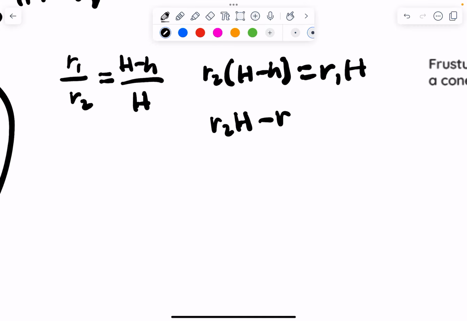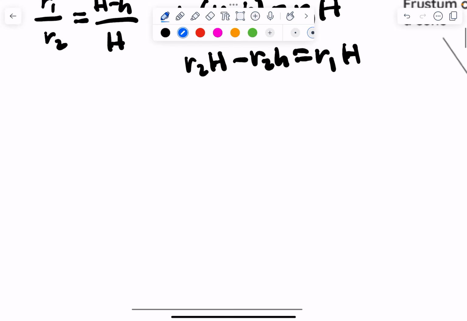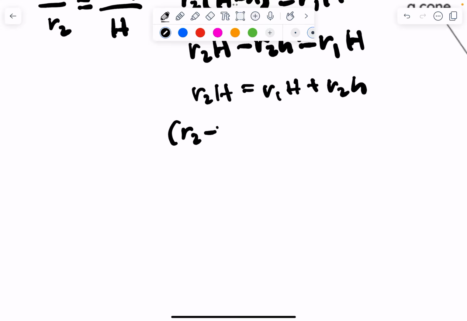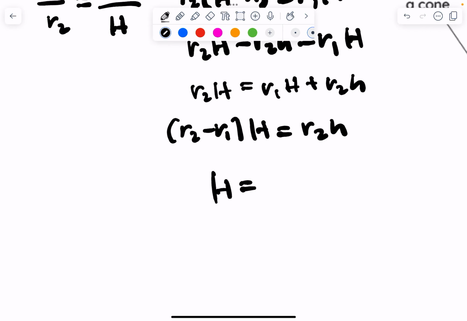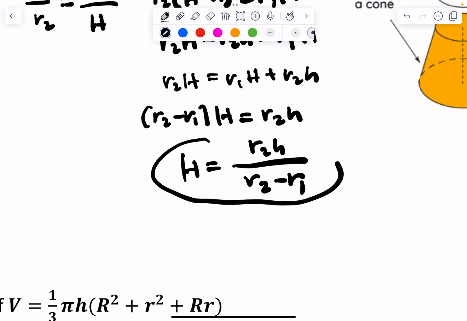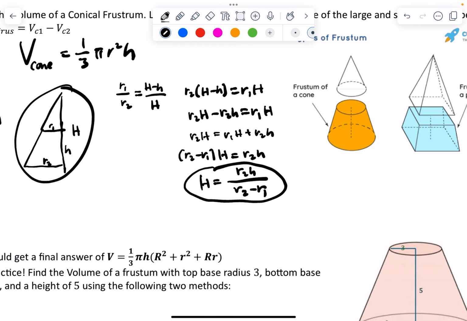r2 H minus r2 small h equals r1 H. If we add r2 h to both sides, we get r2 H equals r1 H plus r2 small h, and then with some simplification, we get H is equal to r2 h over r2 minus r1. Yes, this is correct. This seems like a really nasty formula, but we will have to use it later when we're deriving the volume of a conical frustum.